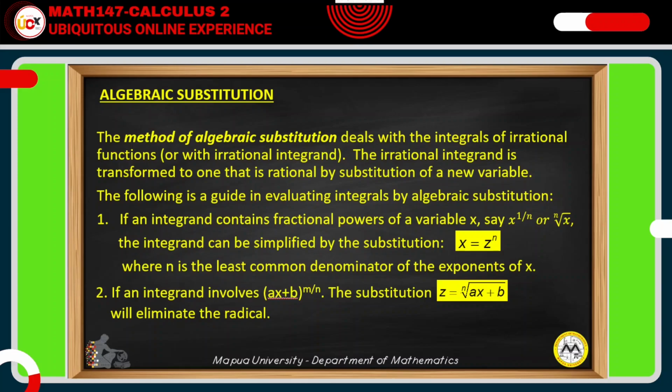Number one, if an integrand contains fractional powers of a variable x, say x raised to 1 over n, or the nth root of x, then the integrand can be simplified by the substitution x equals z to the n power, where n here is the least common denominator of the exponents of x. Second, if an integrand involves an expression of the form (ax + b) raised to m over n, the substitution z equals the nth root of ax + b will eliminate the radical.